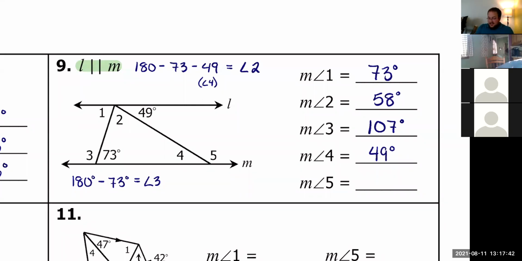And then last but not least, we have another linear pair down here for angle 5. 4 and 5 form a line. So if I take 180 degrees minus 49 degrees, which was my angle 4, I'm going to get angle 5, which leaves me with, I believe, 131. Yes.